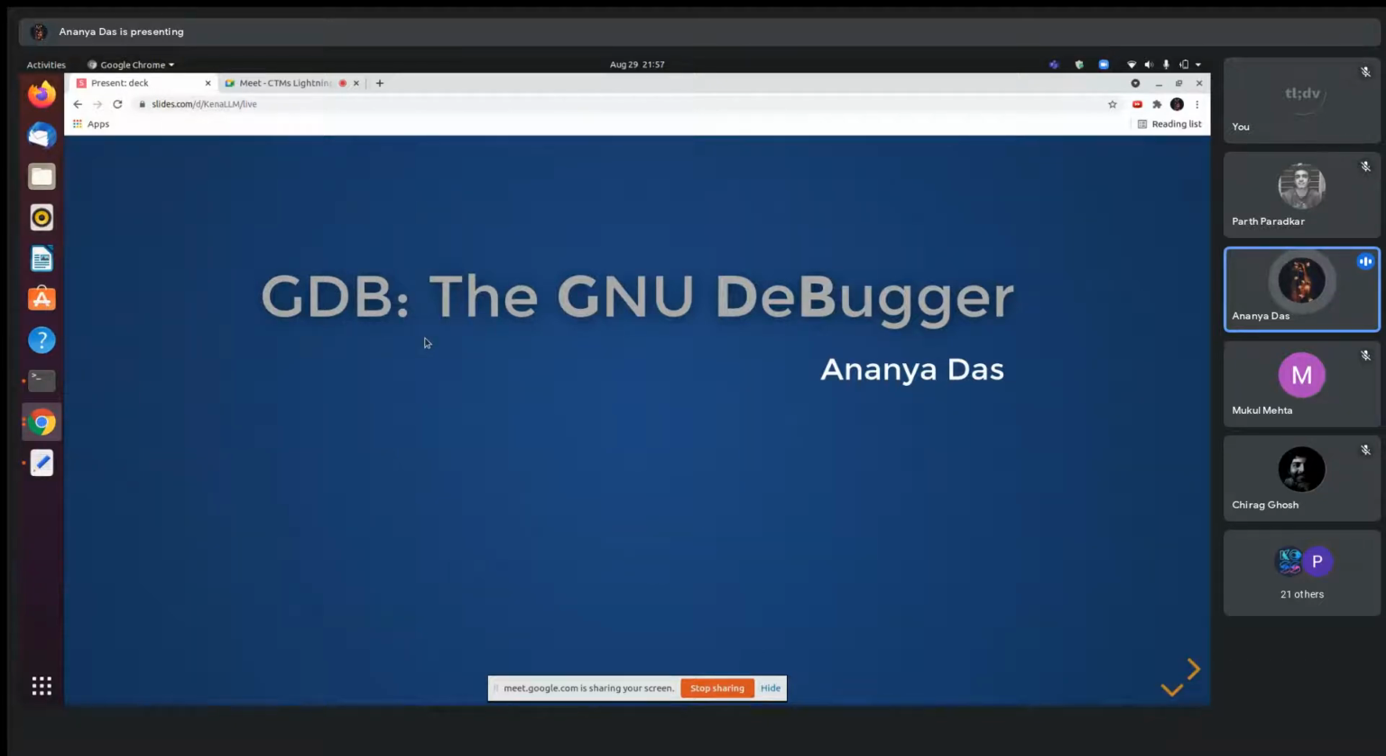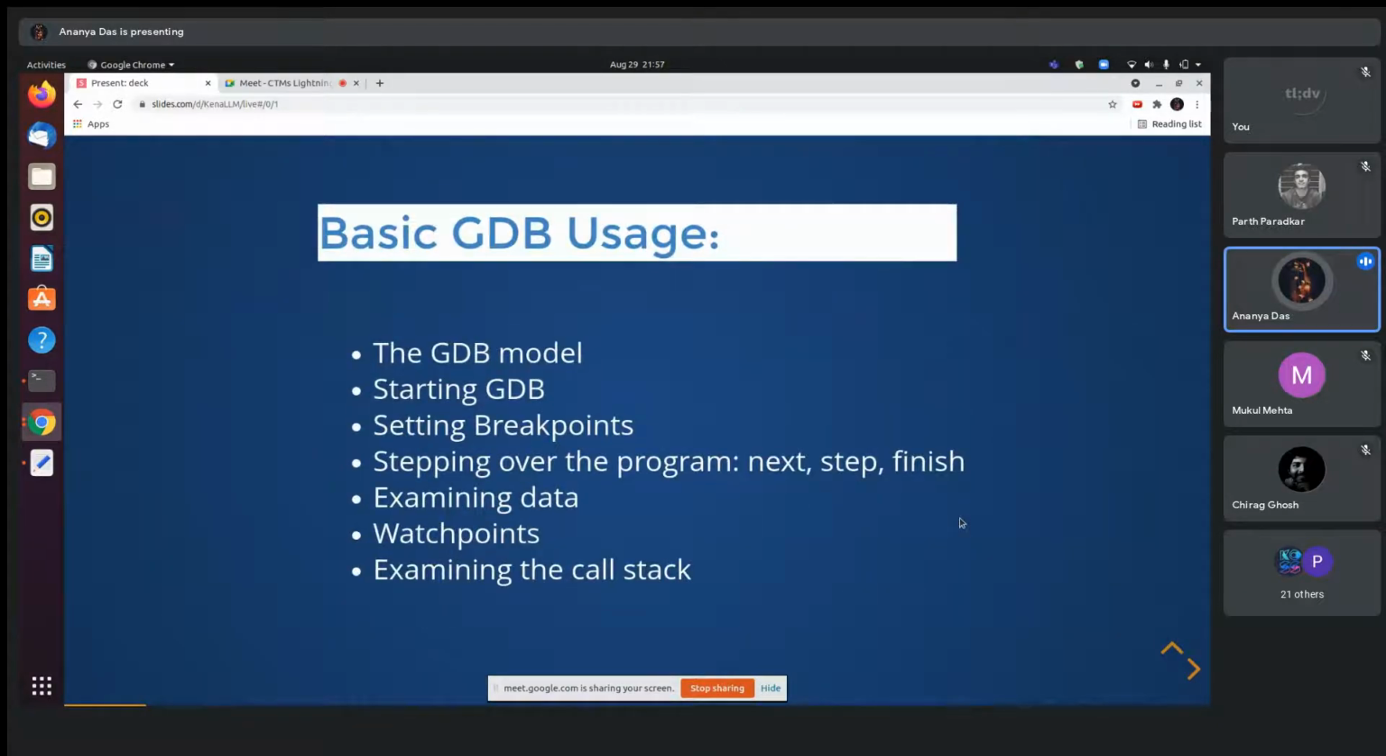So today I'll be talking about GDB, the GNU debugger. Here's an outline of what I'm going to discuss. First, I'll talk about the basic GDB model, how to start GDB, how to set breakpoints, how to step over the program, how to examine data, how to set watchpoints, as well as how to examine the call stack.